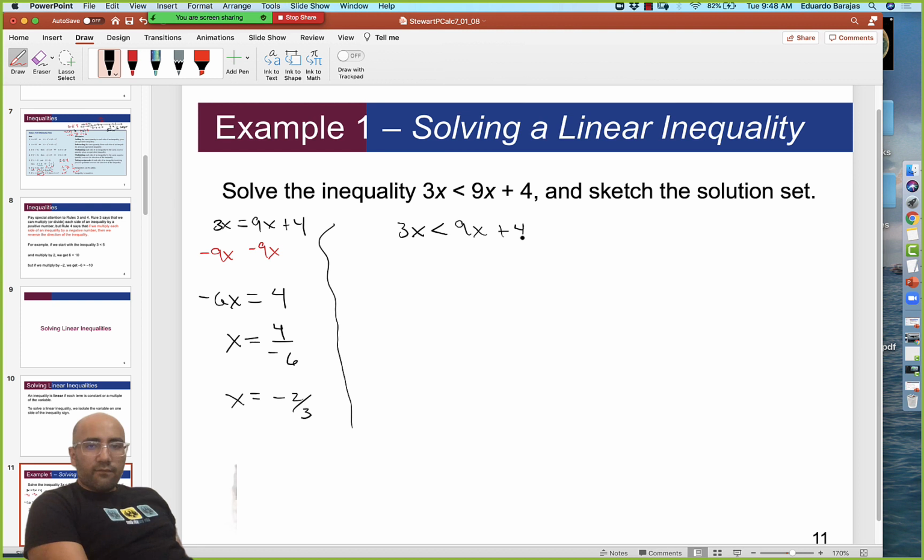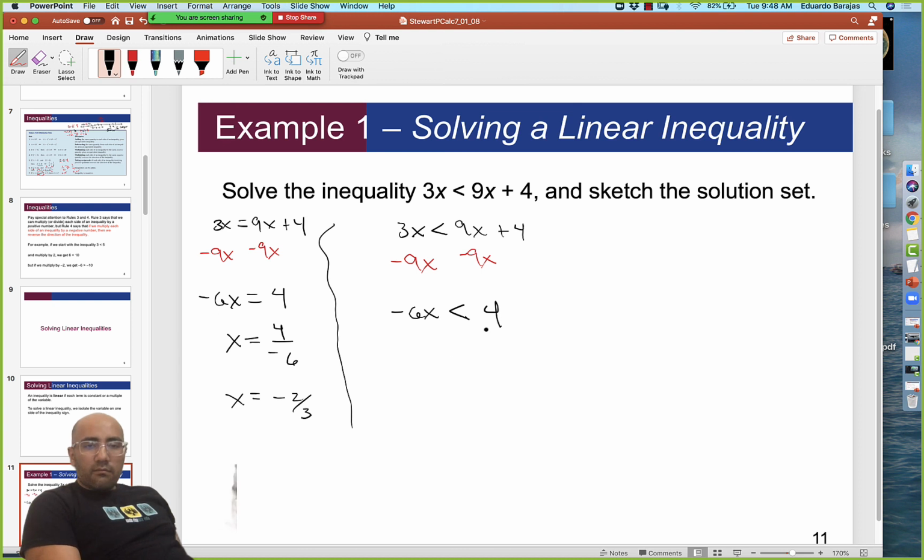9x plus 4. We follow the same steps. Let's subtract 9x from both sides, minus 9x, minus 9x. We know that adding or subtracting values to both sides of an inequality does not change the direction of the inequality. So this stays the same. 6x is less than, strictly less than, 4.